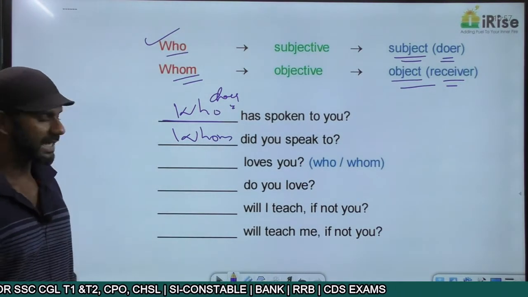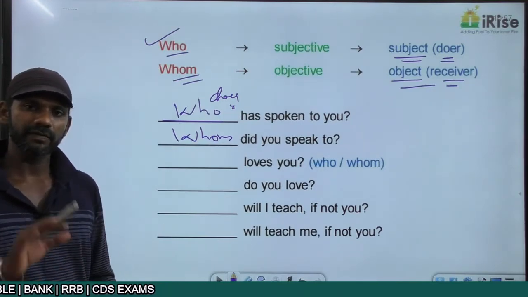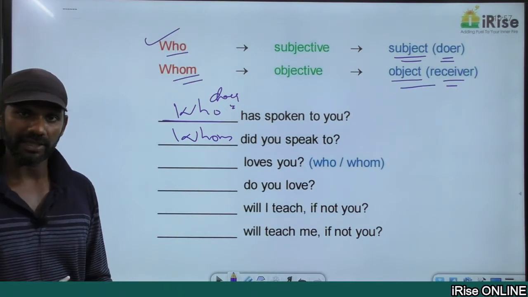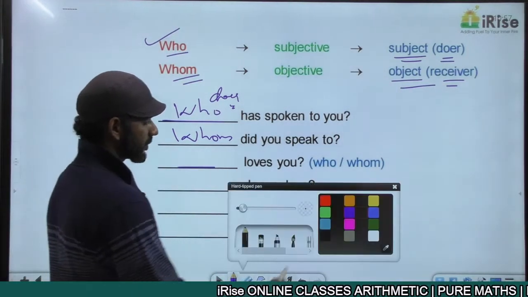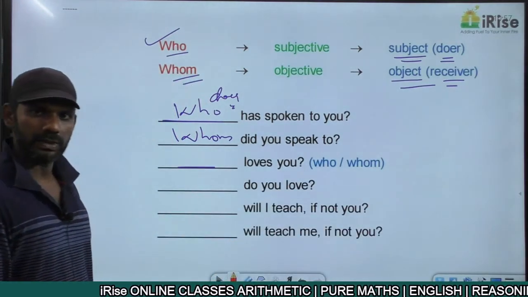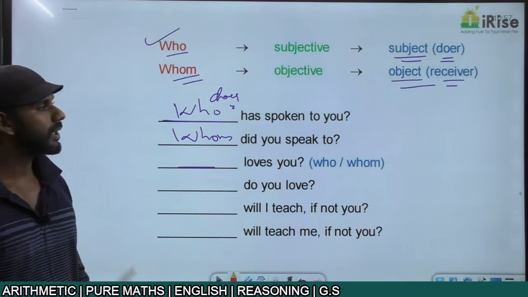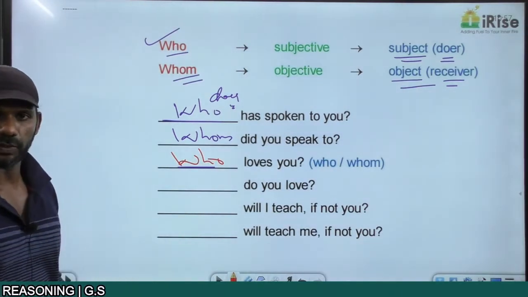Clear? The next one. Dash loves you. Dash loves you means you are doing the action or receiving the action? Receiving the action. Dash loves you means this blank stands for the person that loves you. That means this blank stands for the person that does the action. Doer means subject. Subject means it must be who loves you.